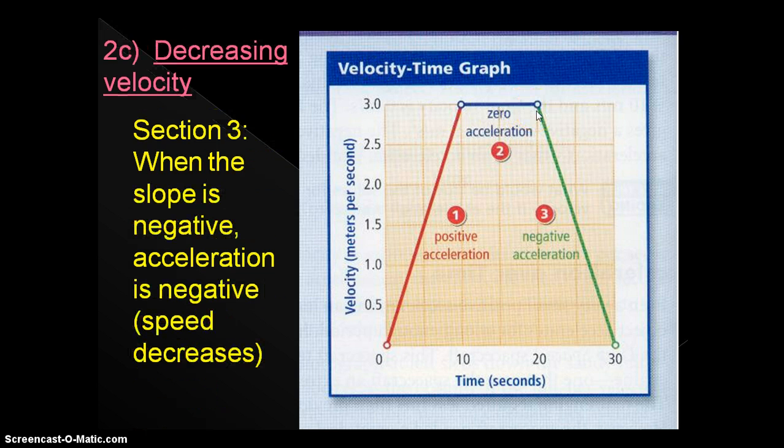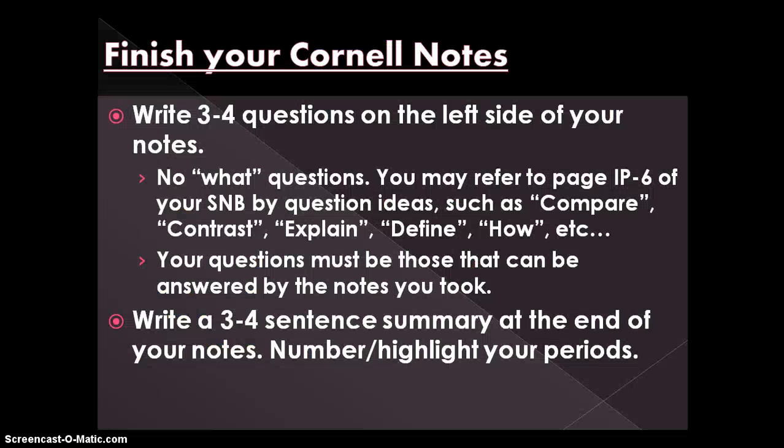2C, decreasing velocity, is found in section 3. Here you have negative acceleration because there's a negative slope, and that means you're slowing down. So in the green section here, it's slowing down, slowing down, slowing down until it hits 0 meters per second, which means it's no longer moving. Okay. All right. And that's it.